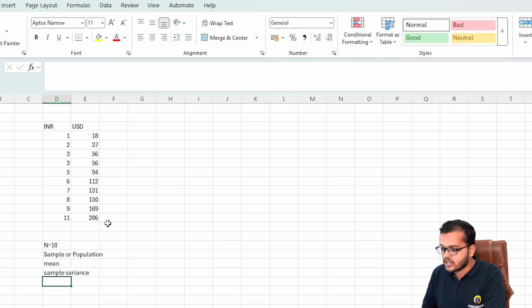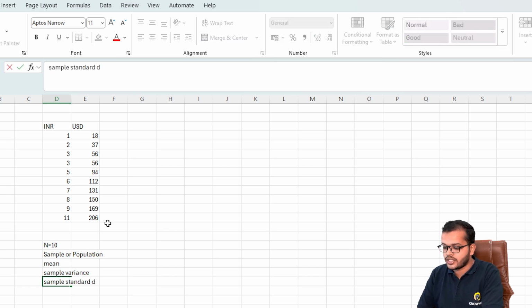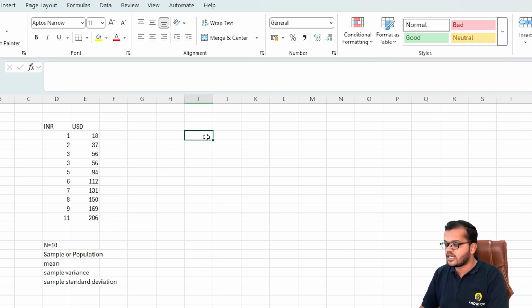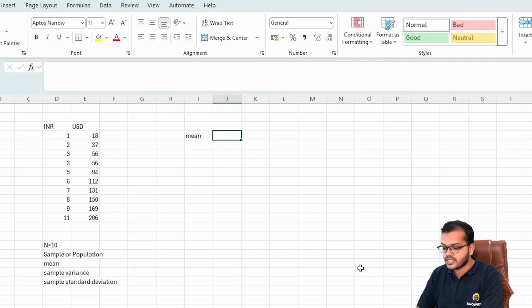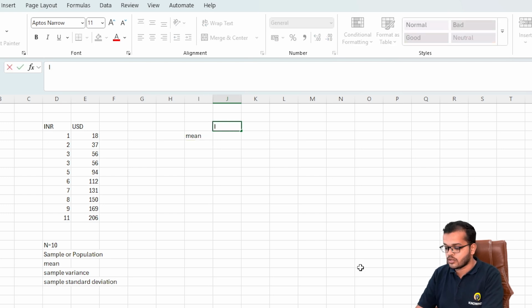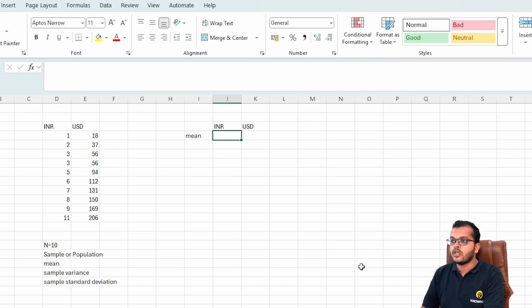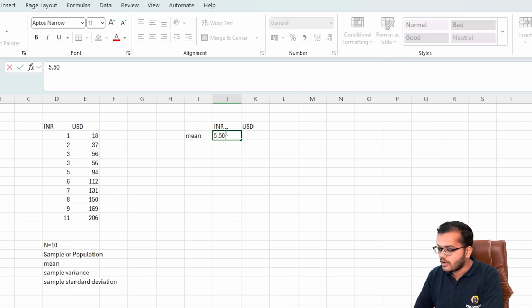After we find the sample variance, then we have to find the sample standard deviation. So let's find out one by one. Let's consider that I would like to find the mean for the INR business, which is for India, and for the US dollar. So what will be the mean? If we find the mean for this one, the answer will be 5.50, and for this one it will be 103.